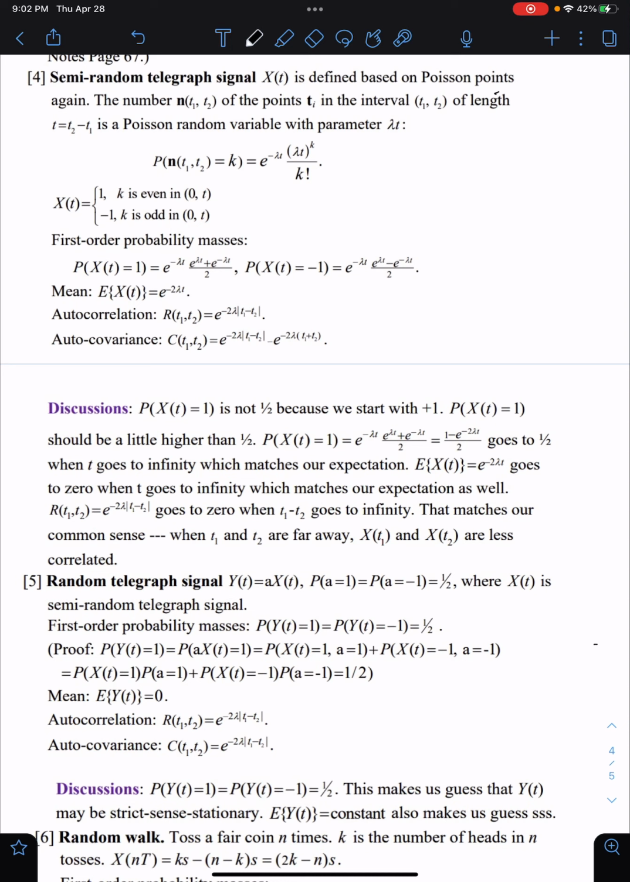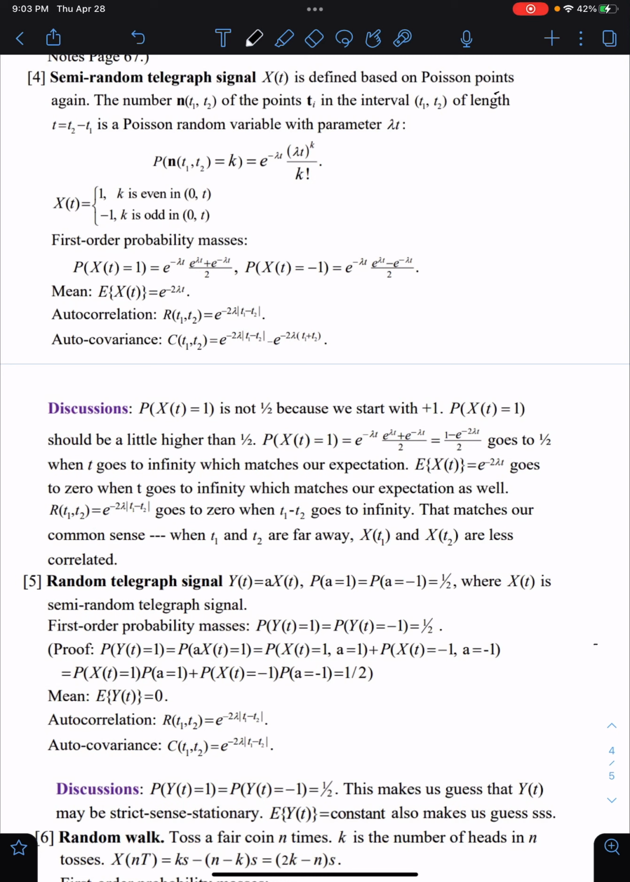and the probability of big Xt equals minus 1 is equal to this one, and the mean of big Xt should equal e to the power of minus 2 lambda t. So the autocorrelation and the autocovariance can be expressed as this.